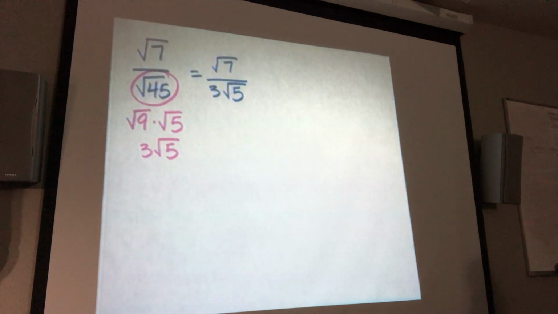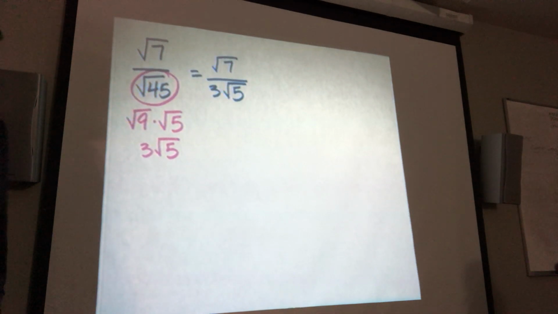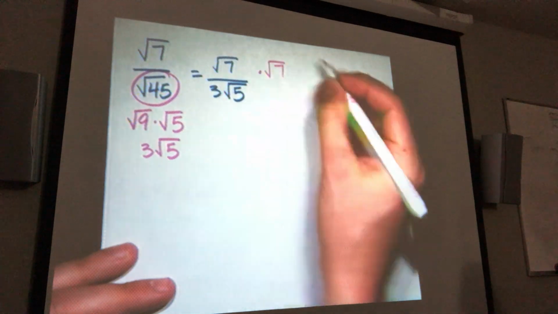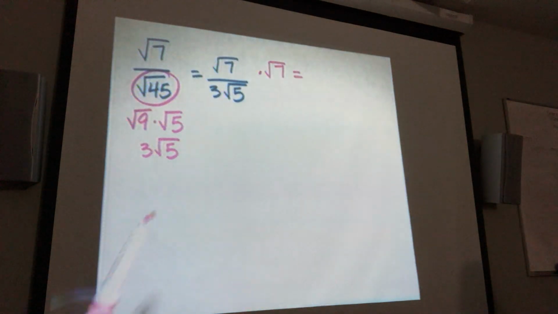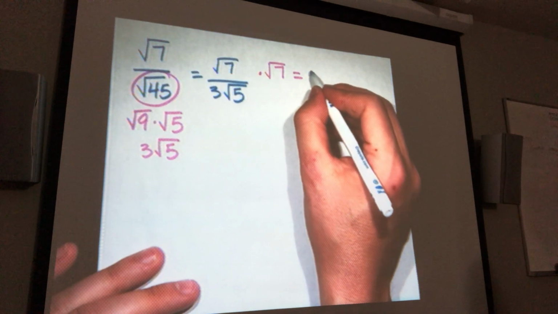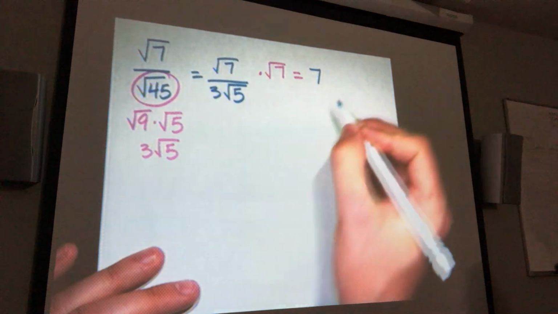So the denominator is nicer, right? My goal here is to rationalize the numerator. You already really know how to do this. What should I multiply the numerator by to rationalize it? Square root of 7. Yeah. Square root of 7 times square root of 7 is? 7.